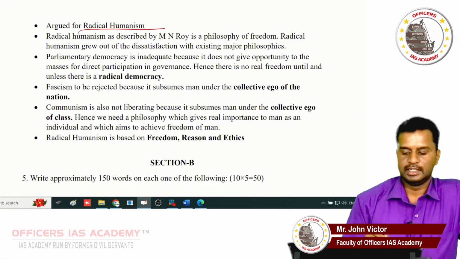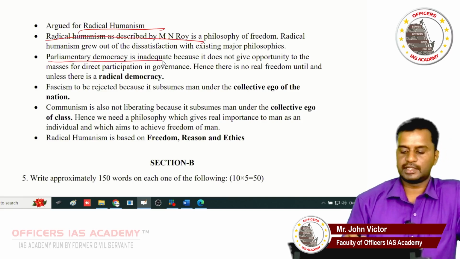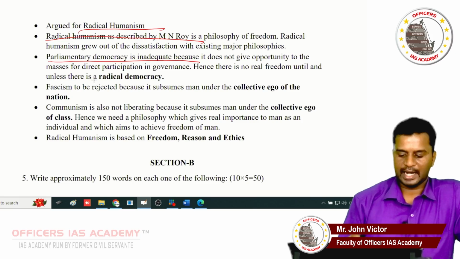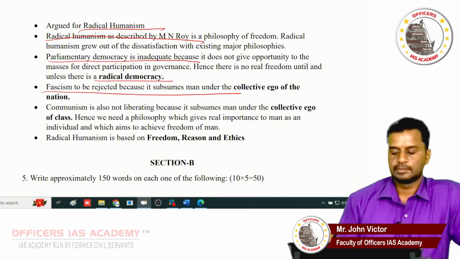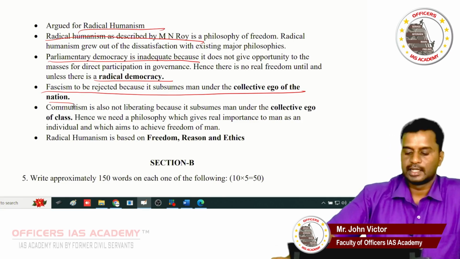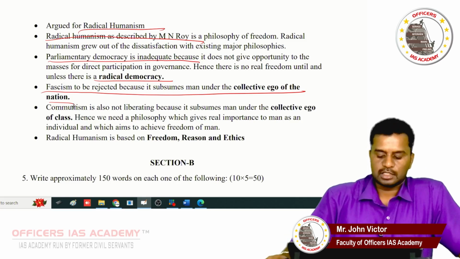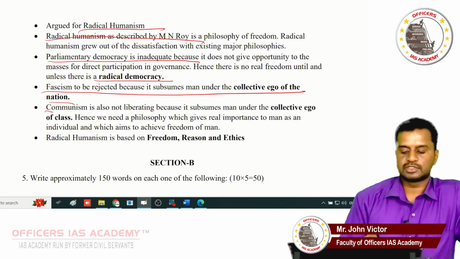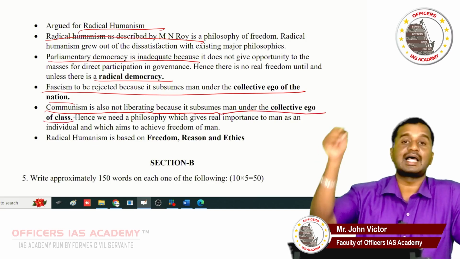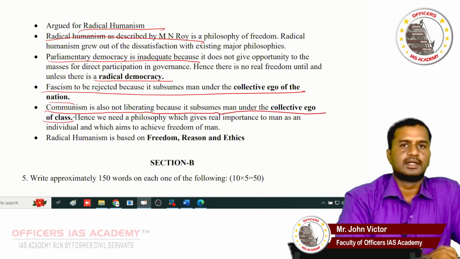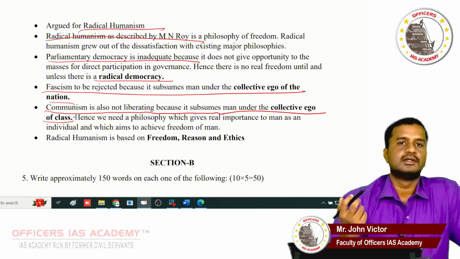Radical humanism described by M. N. Roy. According to him, parliamentary democracy is inadequate. He is arguing for radical democracy. He is also against fascism because it subsumes man under the collective ego of the nation. At the same time, he is against orthodox Marxism. He tells that communism is not liberating because it also subsumes man under the collective ego of the class. Marxism subsumes under class. Fascism subsumes under nation. That is not a big difference.